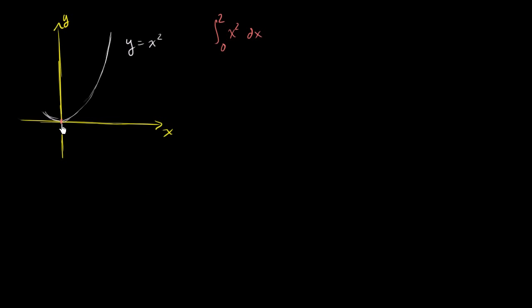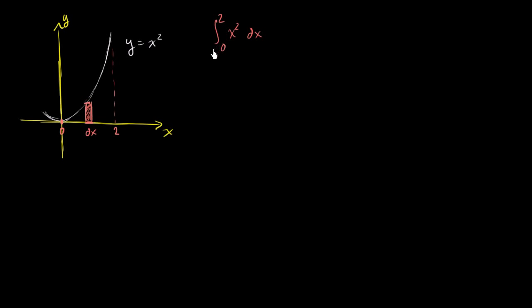Well, let's look at our endpoints. So this is x is equal to 0. Let's say that this right over here is x is equal to 2. What we're doing is for each x, we're finding a little dx around it. So this right over here is a little dx. And we're multiplying that dx times our function, times x squared. So what we're doing is we're multiplying this width times this height right over here. The height right over here is x squared. And we're getting the area of this little rectangle.